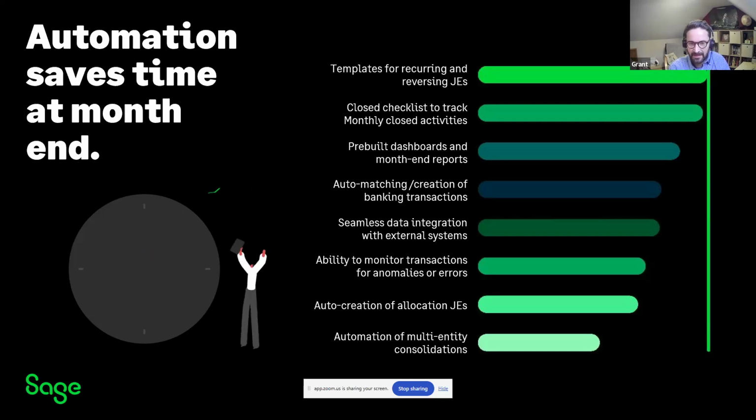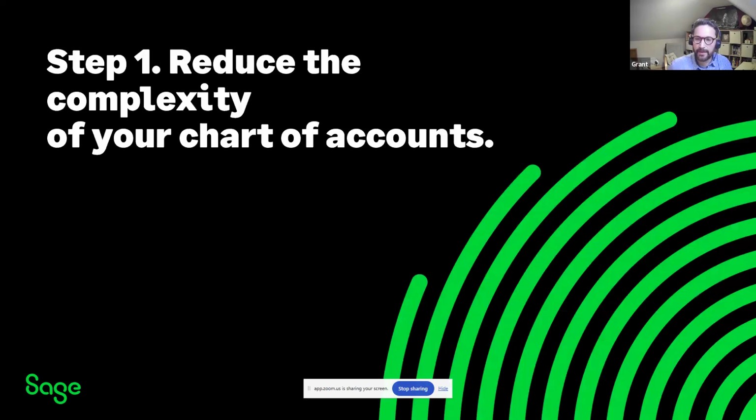So, with all these gains, it's not surprising that many organizations are adding automation into their accounting and financial processes. So we are going to focus on reporting and some of the tools to improve your reporting close process. So step number one is reducing the complexity of your chart of accounts. So this is where we start to come to the how.